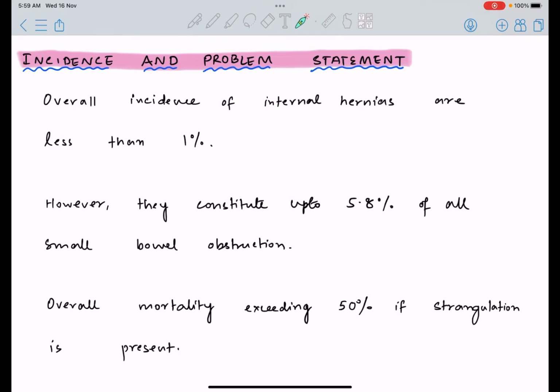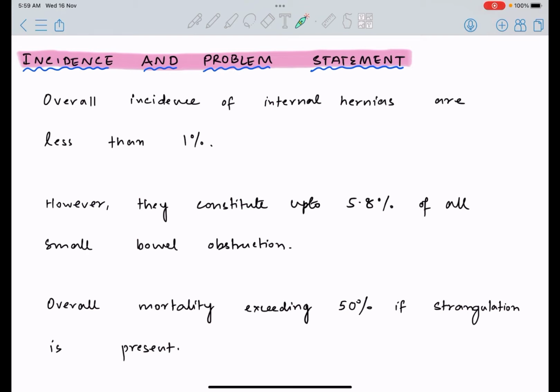After we have understood the definition of internal hernia, it is time for us to get an overview of the incidence and problem statement of internal hernia. Overall, the incidence of internal hernia is very low, less than 1%. Therefore, it is an extremely rare condition, and that makes diagnosis extremely difficult. Diagnosis requires a high index of suspicion, but the problem is that they constitute up to 5.8% of all small bowel obstruction.